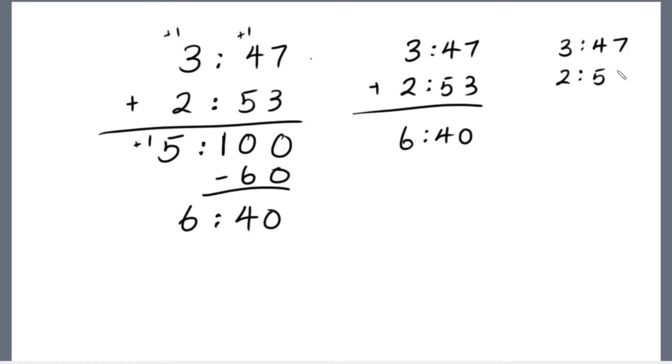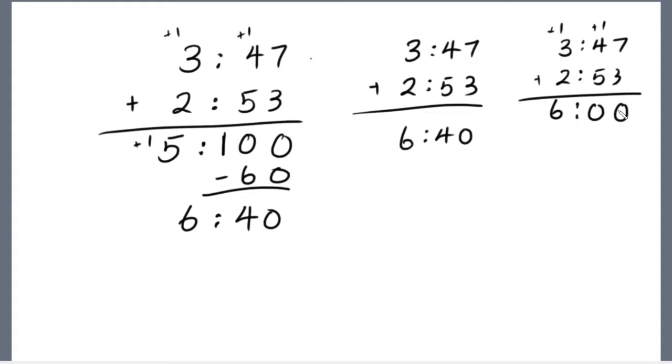So let's take a look. If we just kept regrouping the normal looking way, this is what happens. 7 plus 3 is 10. 5 plus 4 is 9 plus 1 more is 10. And then we have 3 plus 2 plus 1 is 6. And we just learned that it's 6 hours and 40 minutes.